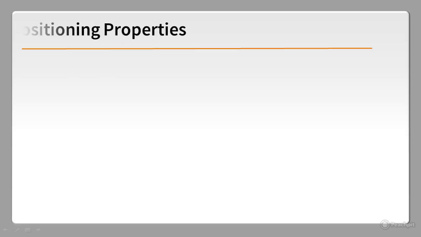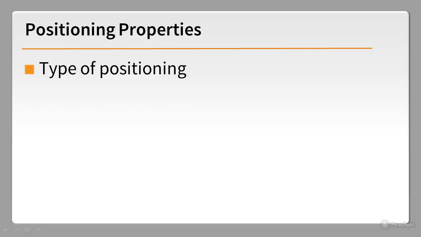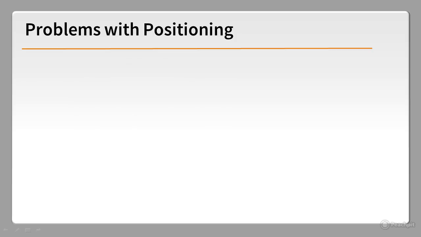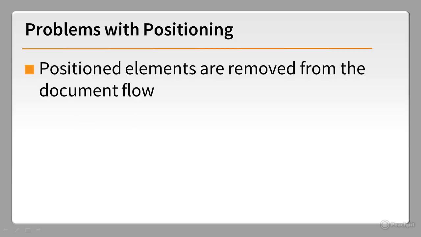So that's basically all there is to CSS positioning. You set the type of positioning, absolute, fixed or relative. If you want to move the element from its default position, you set 1 or more offsets, and if you want the elements to overlap, you set the z-index. It all sounds so simple, but there's a big catch.